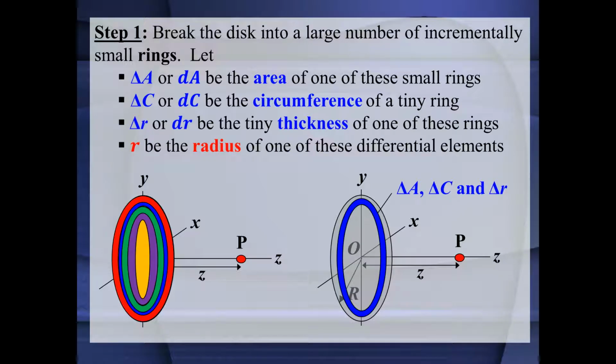And the other variable we're going to introduce here is R, the radius of one of these differential elements. Depending on which of these differential elements you look at, that radius is going to differ. So that's going to be a variable in the equations we're going to set up in a moment, which is unfortunate because it's going to make an integration we have to do later quite a bit more difficult.